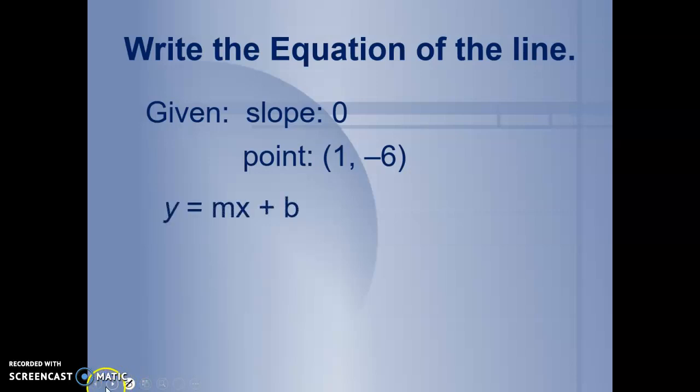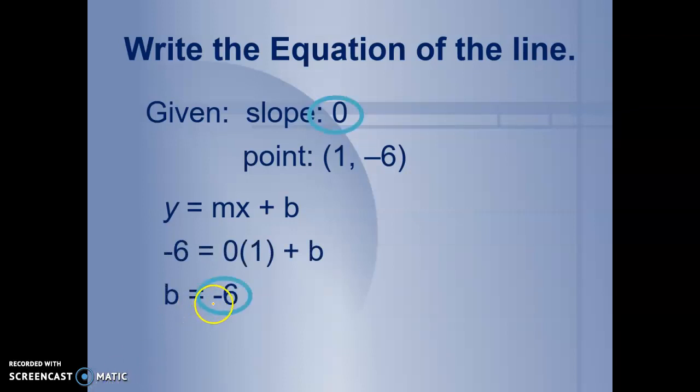Well, we're going to write y equals mx plus b. We'll then sub in our slope here and our 2 points. And when we solve for b, we find that b is -6. Now, our slope is 0, so that should have been a clue as to what our line looks like. When we plug that into our equation, y equals 0x minus 6, and simplify, we just get y equals -6.